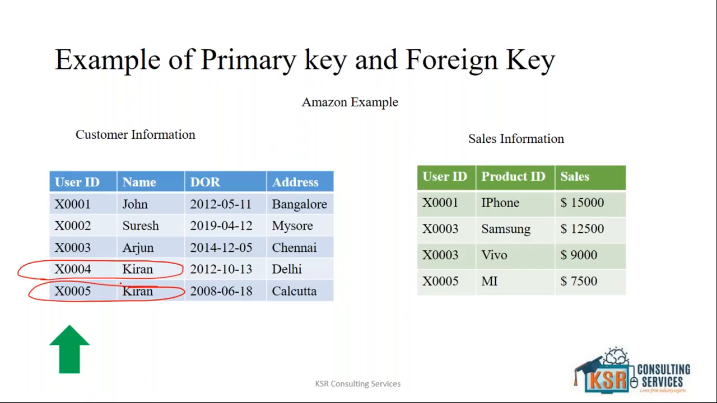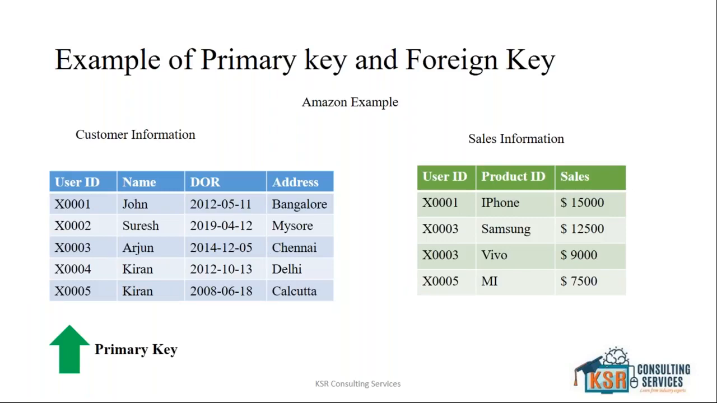Clearly in the sales information, I can find that X005 is there. This X005 clearly tells me that this Kiran has purchased it, and that Kiran is from Calcutta, because X005 Kiran is this Kiran. So what I'm trying to bring out is that I've added an extra column. That column is like a unique user ID. Using this user ID, I will be able to get the information.